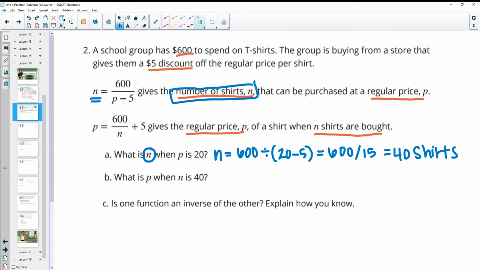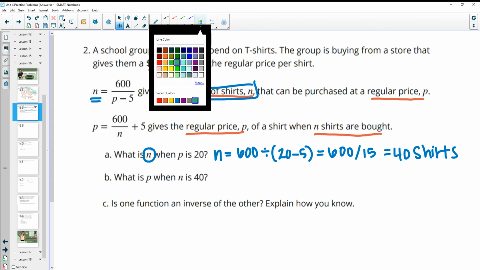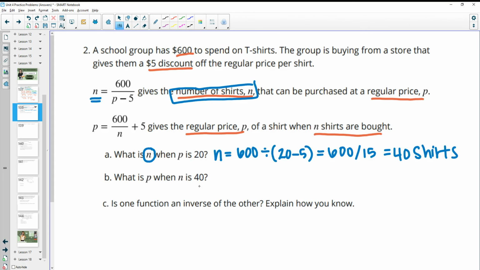And then what is P when N is 40? So when N is 40, what's P? Well, we just figured out that N is 40 when P is 20, right? So it should give us back this. So we'll go to the equation where P is solved for and we'll plug in 40. So P equals 600 divided by 40, and then we're going to add 5.